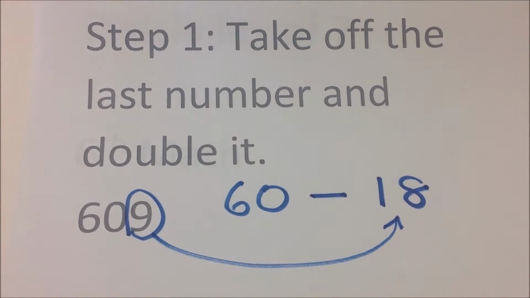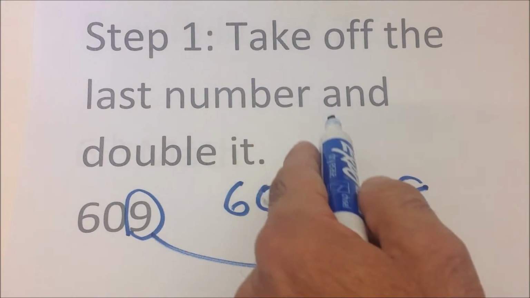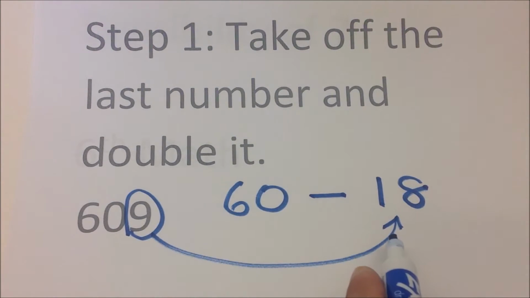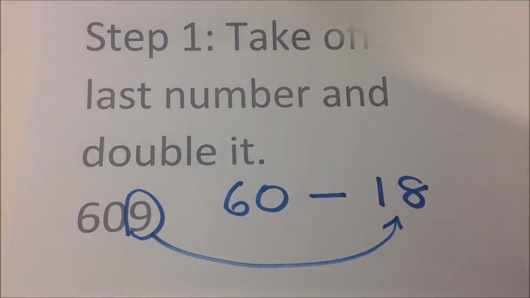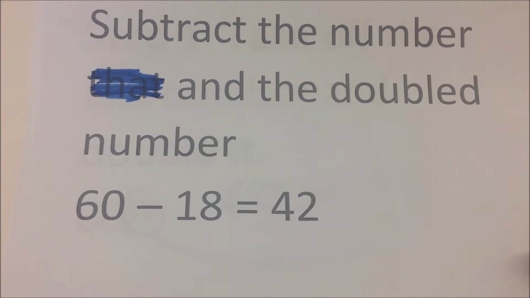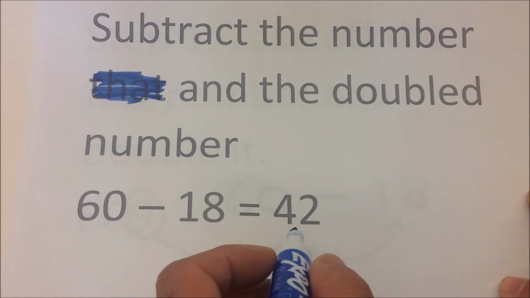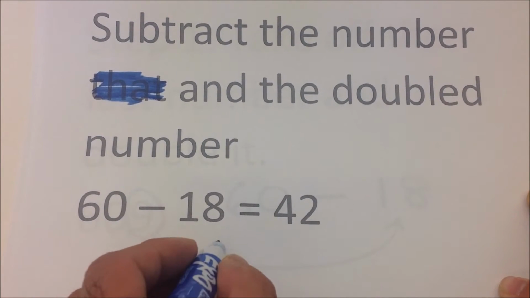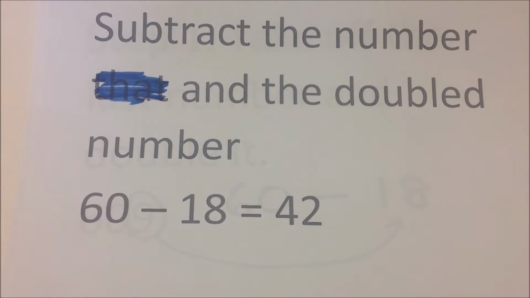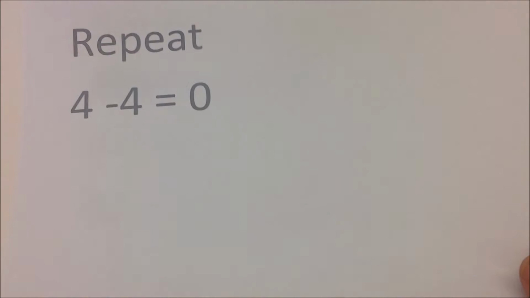All right? So you subtract the number and the doubled number right here. So again, take off the last number, which is 9, and double it, and you get 18. Then you have 60 minus 18, and you get 42. Then you repeat the process. So the last number here is 2. We're going to double it, right? And now you're going to have 4 minus 4, and you get 0.